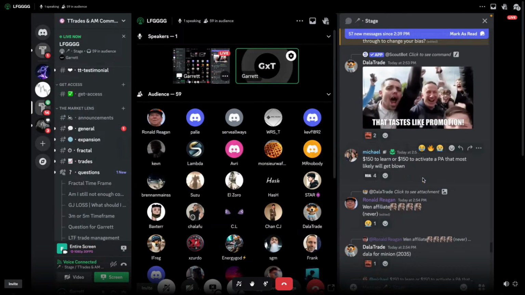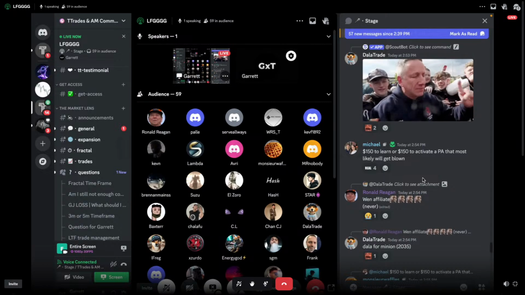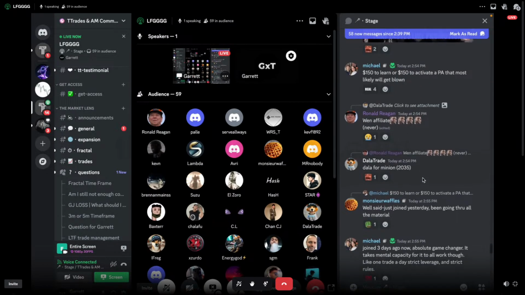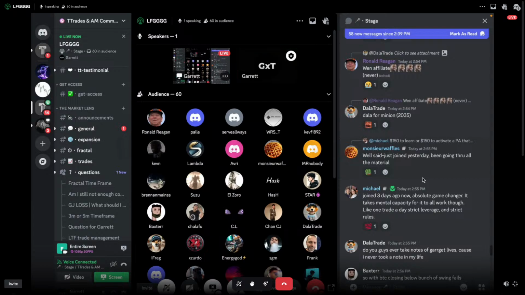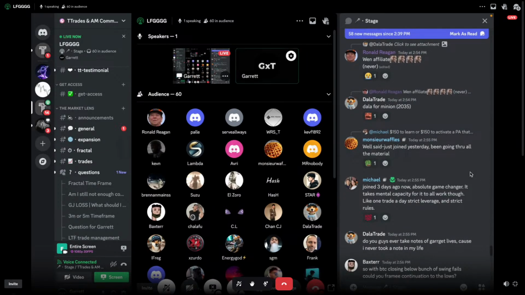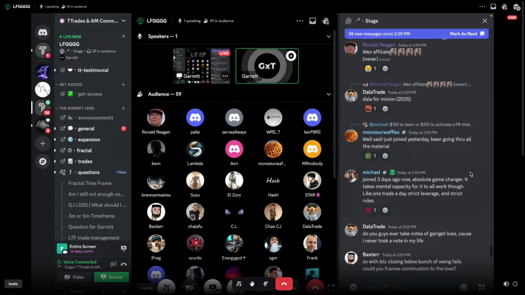That's kind of true. That's funny. Dala 2 minion. What did you even do, Dala? Why'd you get thrown in jail? Oh, Star is here. He'll probably tell me exactly why. He probably knows exactly why. Joined 3 days ago. Absolute game changer. It takes mental capacity to do all the work though. Like one trade a day, strict leverage and strict rules. Yeah.